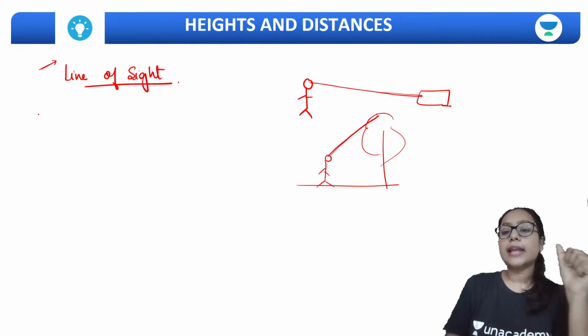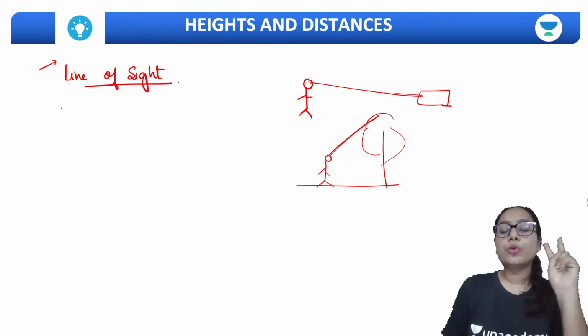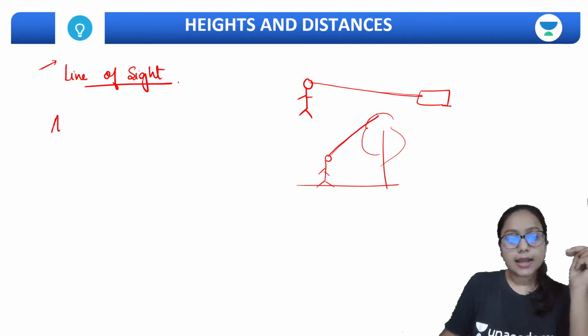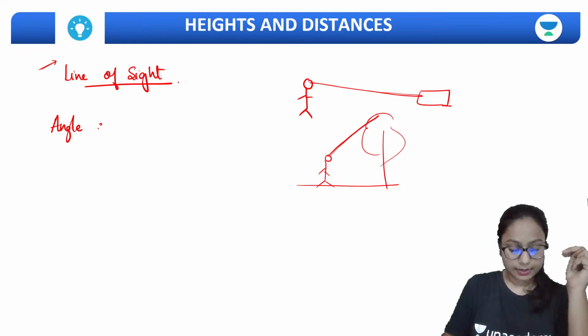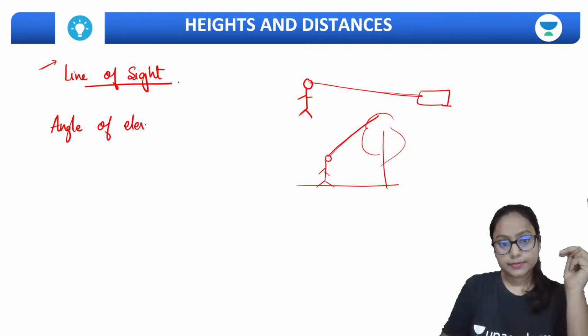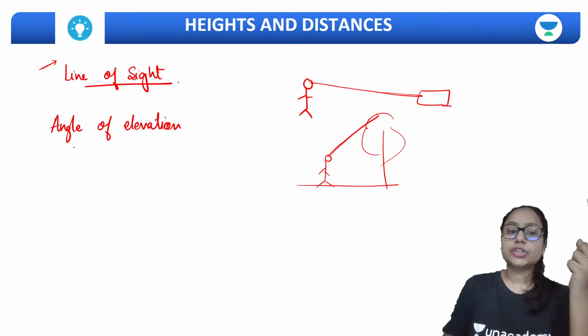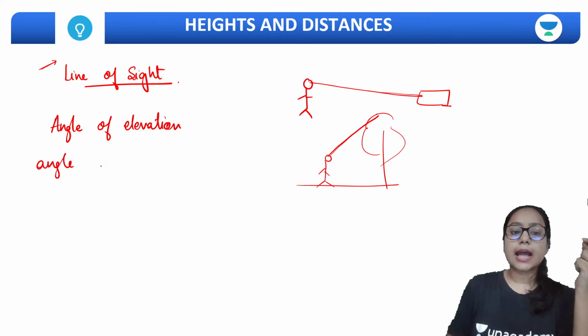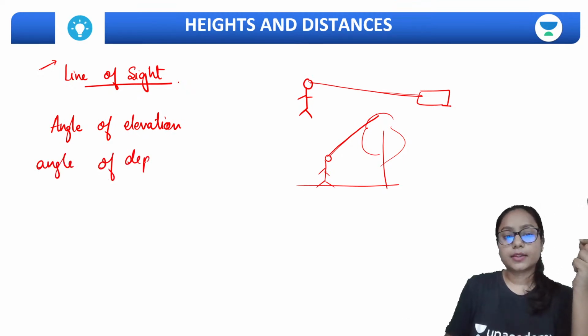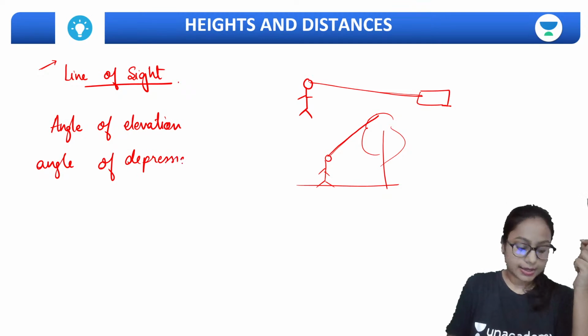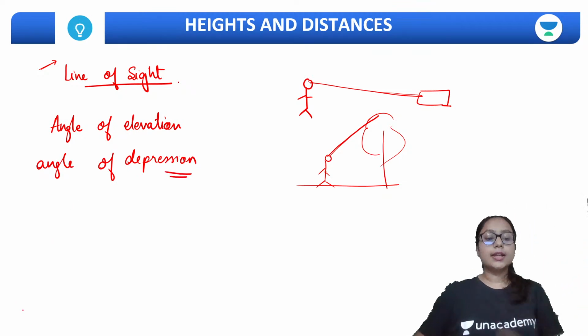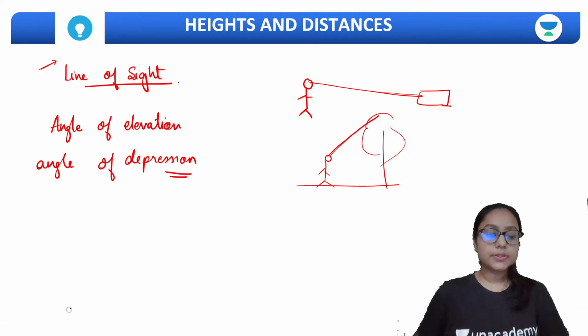Now along with line of sight, we need to learn two more terms. That is angle of elevation, and another term is angle of depression. These two terms we need to learn. Now let us understand these two terms in detail.